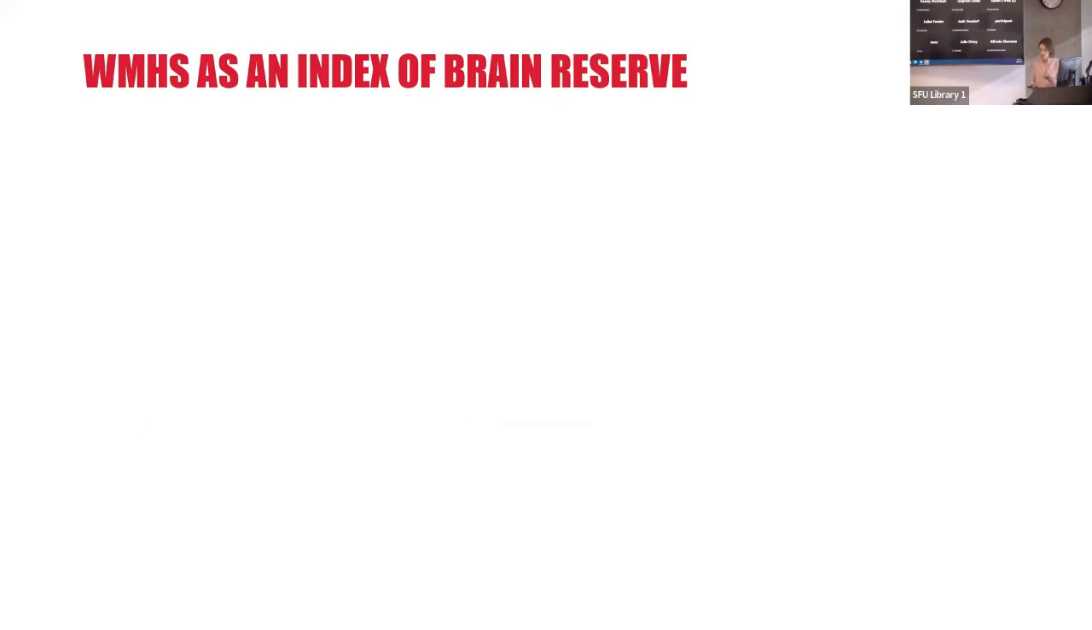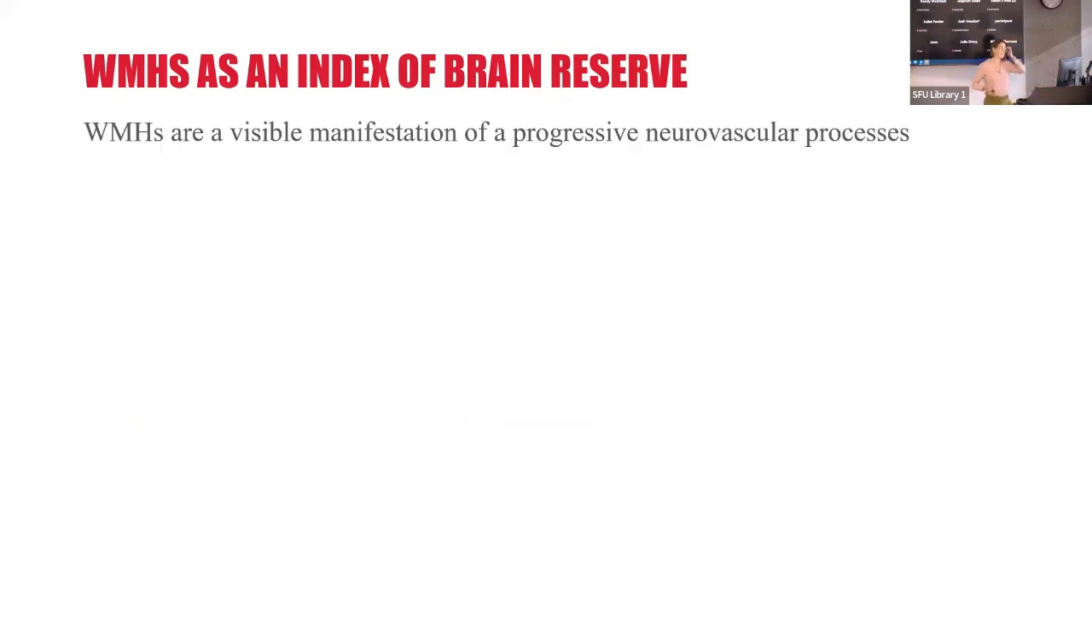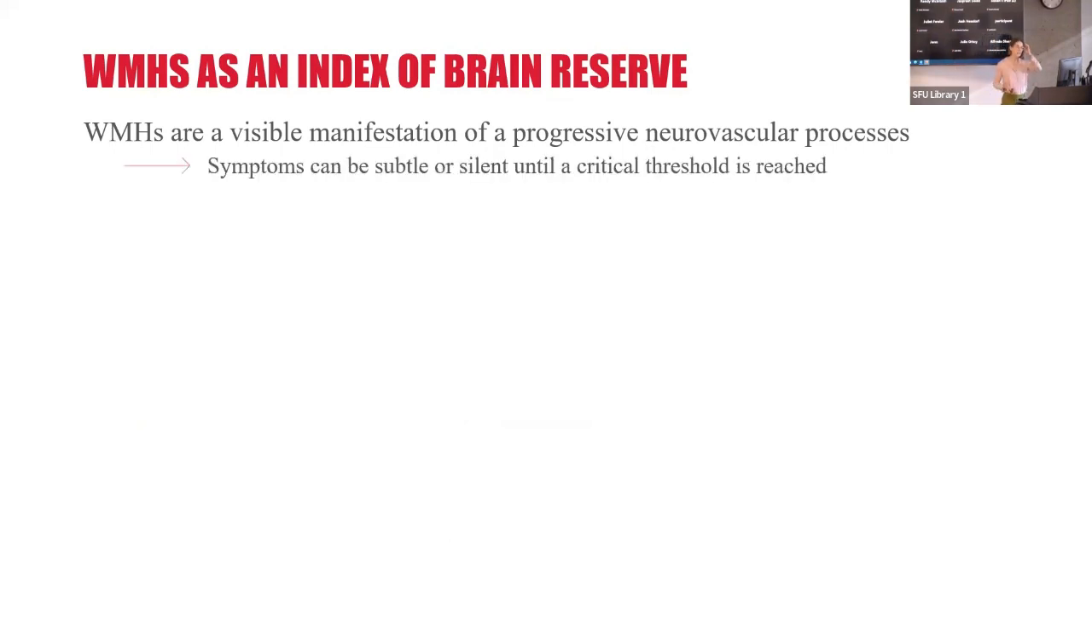Okay, so where do white matter hyperintensities come in this framework? As I mentioned before, we can think of white matter hyperintensities as a visible manifestation or an end-stage manifestation of a progressive ongoing neurovascular process. The thing that is interesting about white matter hyperintensities is they have this sort of insidious potential progression and onset. So there's this idea that the lesions themselves might be subtle or silent until you reach some sort of critical threshold, and then you have detectable change in behavior.